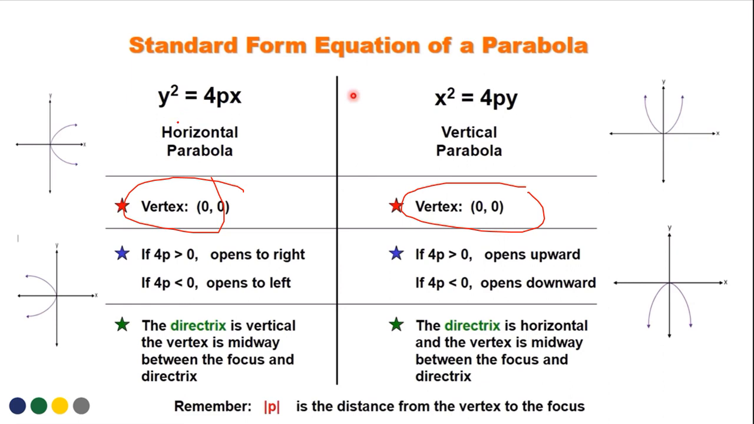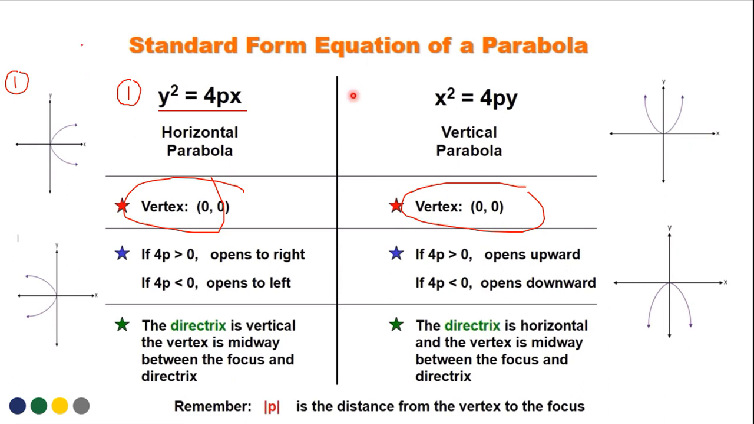So what is the shortcut here or strategy for us to know how to identify if the graph is horizontal, opens to the right, opens to the left, opens upward, opens downward. The first formula that we're going to tackle here is y squared is equal to 4px. This is the representation of our first formula.